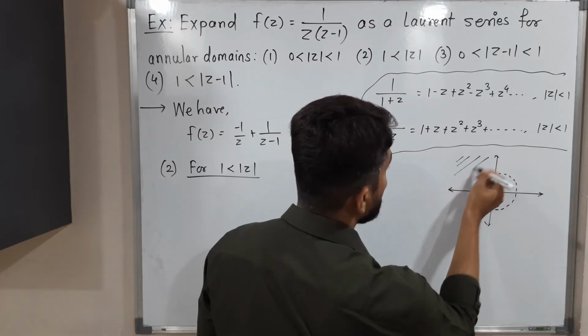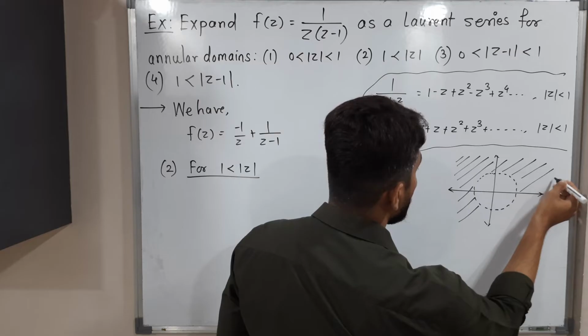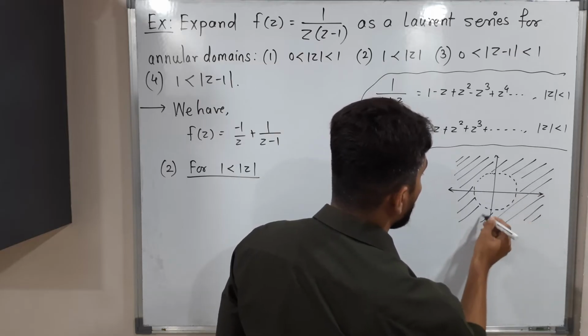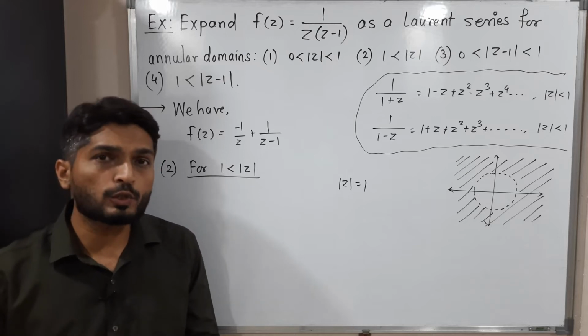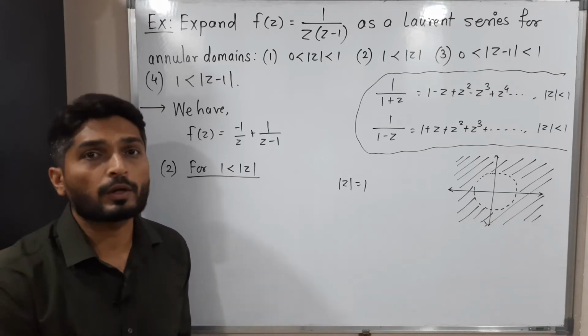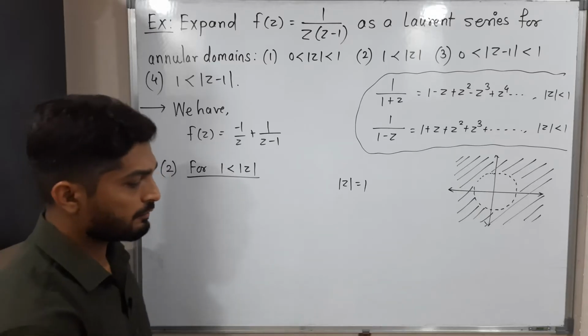So we have to consider this part of the circle, and this is the region of convergence. Actually, let me tell you one thing. It is not necessary to draw a diagram each time. But we should know what we are doing, so that's why I am drawing the diagram. If you do not draw the diagram, our answer will still be correct.